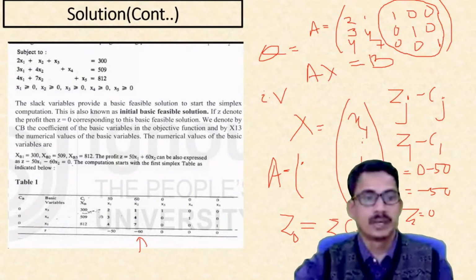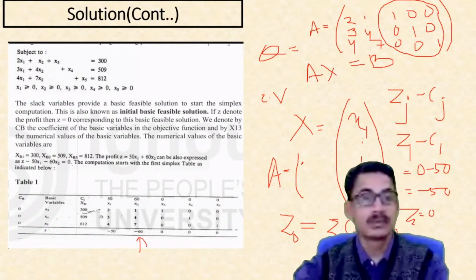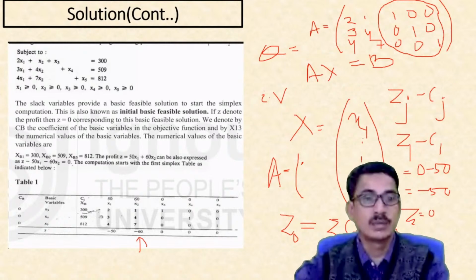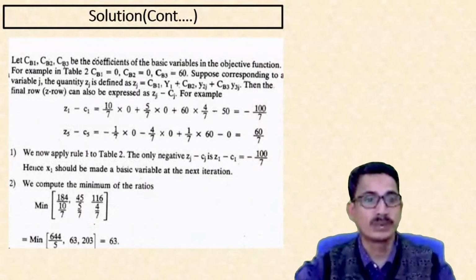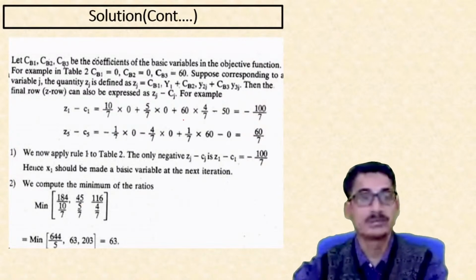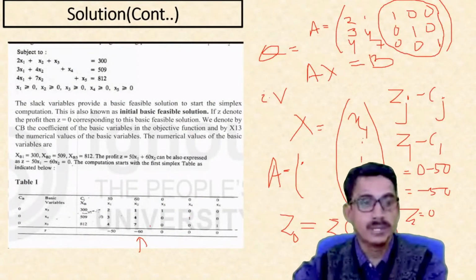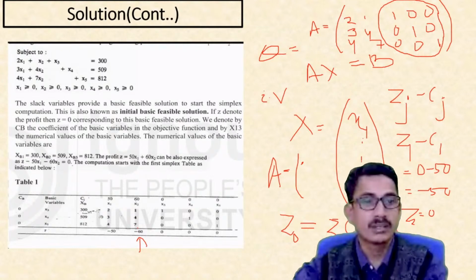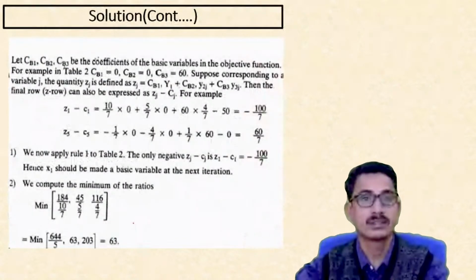Done. Now this is called what? Incoming variable. Now which are outgoing? Outgoing can be known by this formula. Check what it is written here. Just a minute.